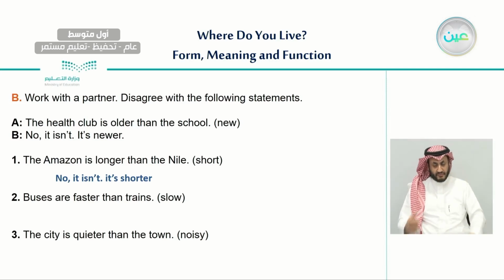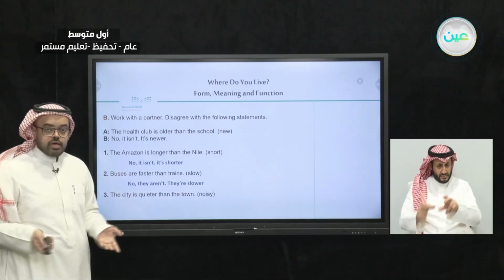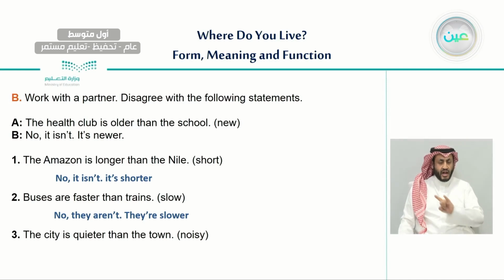Buses are faster than trains. And now we want to disagree. We use the adjective slow. So the answer will be, no, they are not. Buses are not faster than trains. They are slower. Number three.